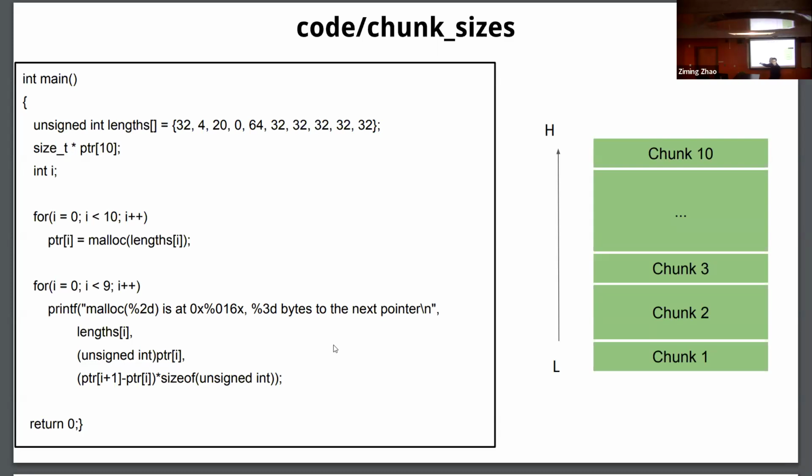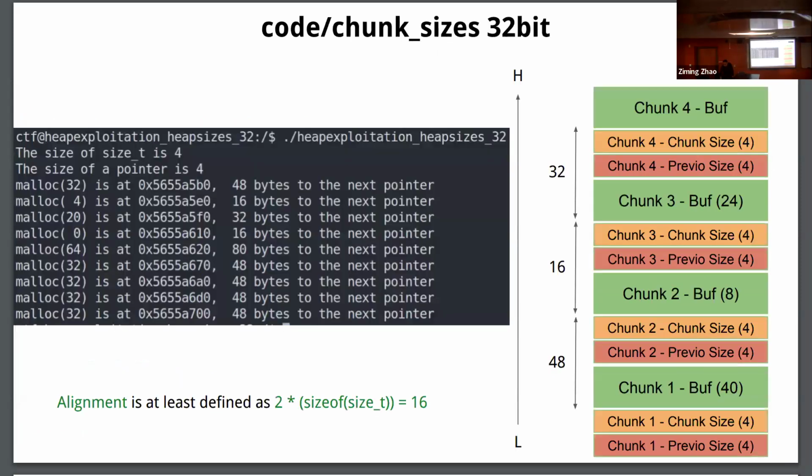So the next pointer, the next buffer's address minus the previous buffer's address, tells you how big that is. For 32-bit, it will look something like this. You can run this on the server and get the same results. First of all, in 32-bit, size_t is 4 bytes and the pointer is also 4 bytes. We malloc those sizes, 32, 4, 20, 0, and then we compute the size.